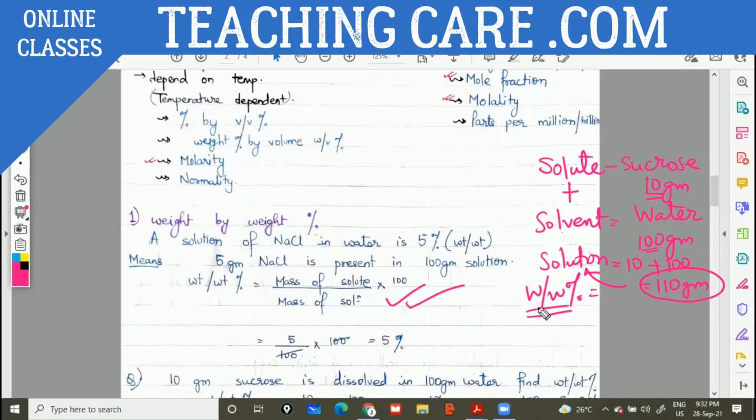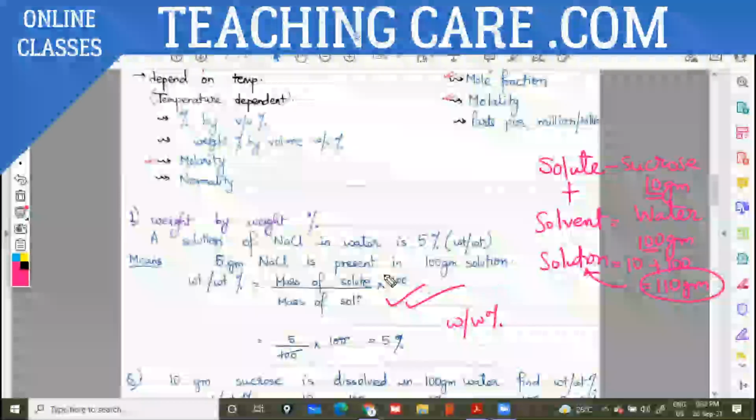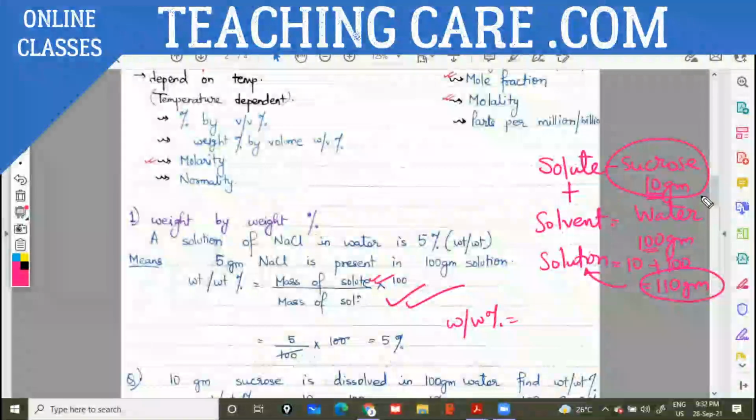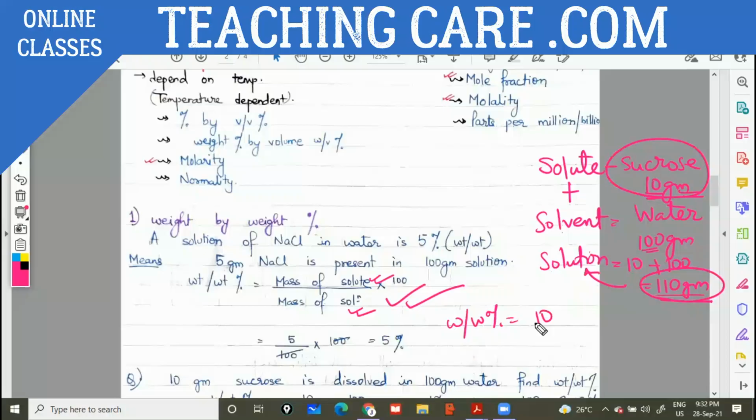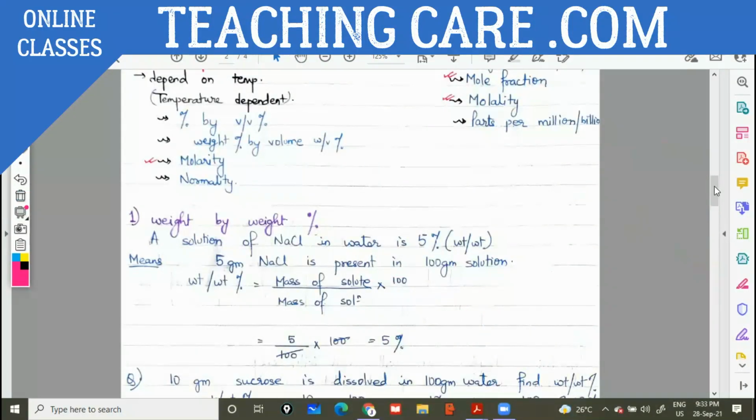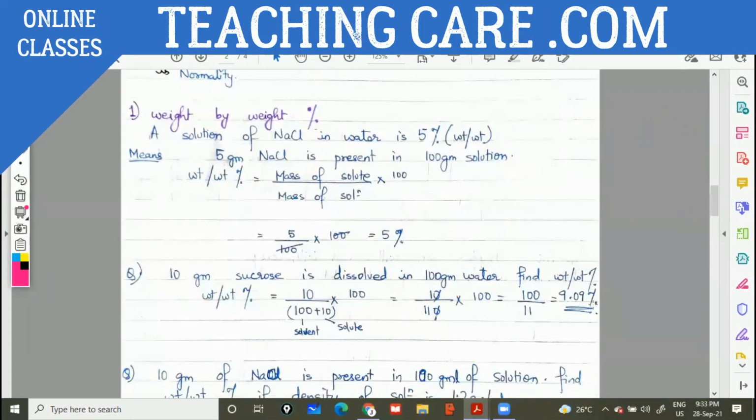Now I need to find out my weight by weight percent. What is the definition of weight by weight percent? Weight by weight percent is equal to mass of the solute. What is the solute here? Sucrose. What is the mass? 10 gram. Mass of the solution is 110 grams. If I have to find the percentage, I have to multiply by 100. This is equal to 100 upon 11 percent. You can simplify it. It will be somewhat 9.something, 9.09%. Got it? Yes, ma'am. Understood? Ma'am, I'll try the next.